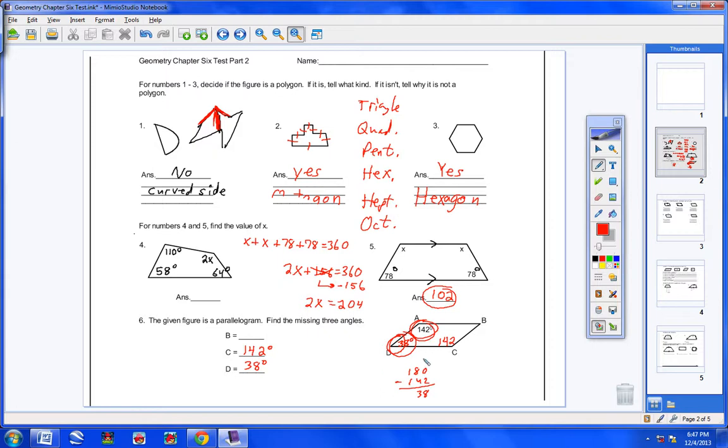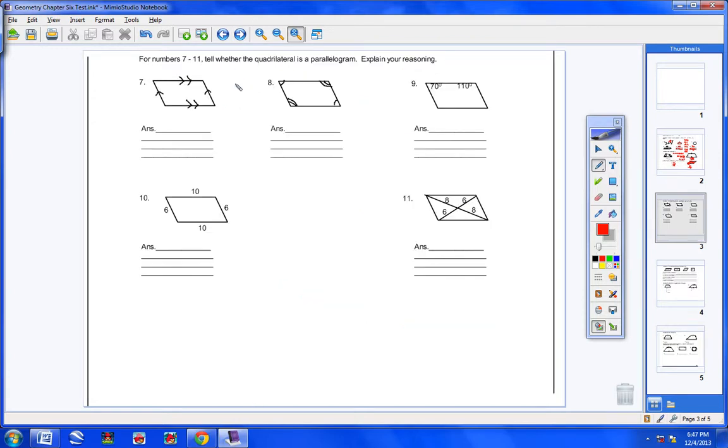Now also don't forget, just like these 2 angles that were opposite each other were congruent, these 2 angles here are congruent. They're opposite each other. So if angle D is 38 degrees, then angle B, as in boy, also has to be 38 degrees. So there we go. That one's not too difficult. All right, number 7, 8, 9, 10, and 11.